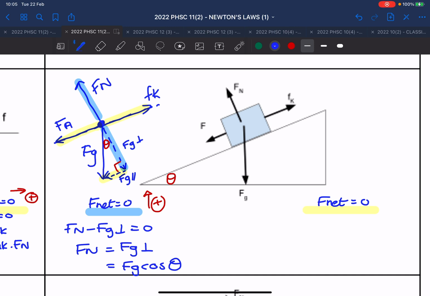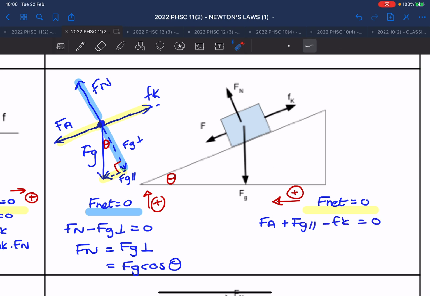Alright, then if we look at the yellow forces, they are the horizontal or the parallel forces. Kuma, which direction did you choose to be positive? To the left. Why did you choose to the left to be positive? There's two forces going to the left. Alright, yes. So she has FA plus FG parallel minus FK is equal to 0.